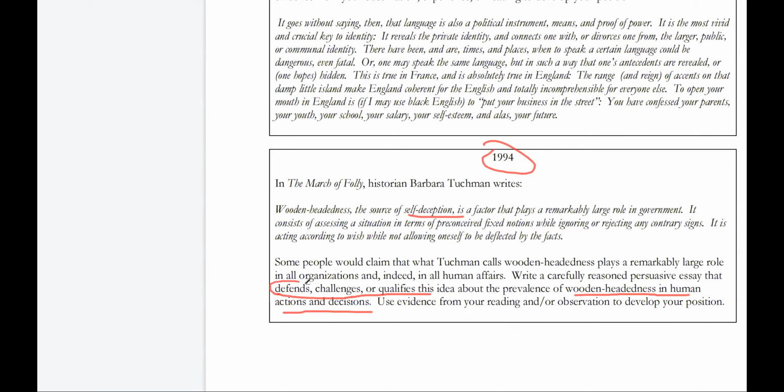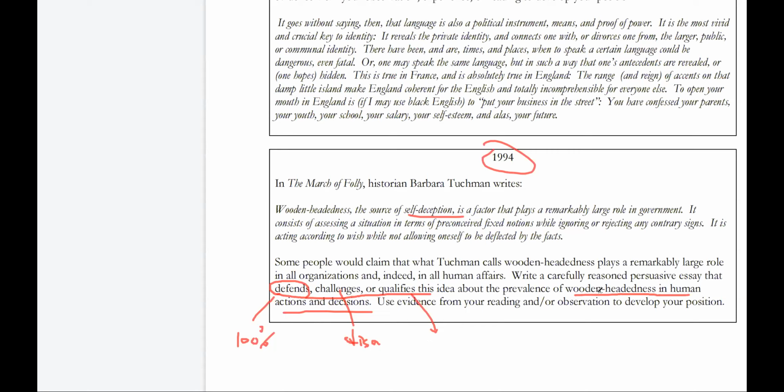When you see to defend, it's like you totally agree. That's why you want to defend. 100% agree. To challenge, you disagree. You don't have to go this far, but you disagree, right? What is qualify? Half. So this claim presents some kind of truth, but it's missing some point. So basically, defend, challenge, qualify is another way to say to what extent you agree or disagree.